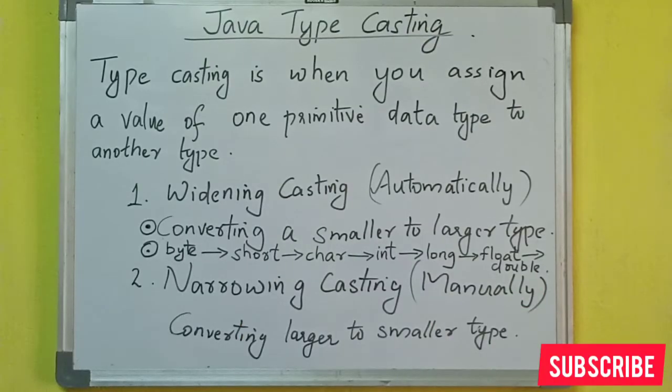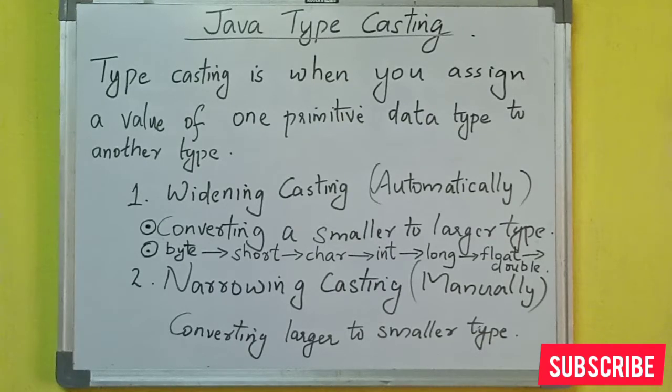So basically typecasting is an operation or a process when you assign a value of one primitive data type to another type. That means simply typecasting is the conversion of a primitive data type to another data type. For example, we are converting a data type byte to a data type int or some other data type like long, float, double, etc. We can say that process is typecasting. So basically typecasting is converting a variable in one data type to a variable of another data type. There are two types of typecasting, widening casting and narrowing casting.